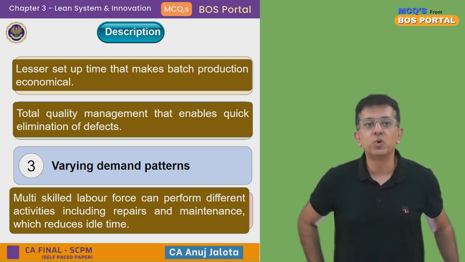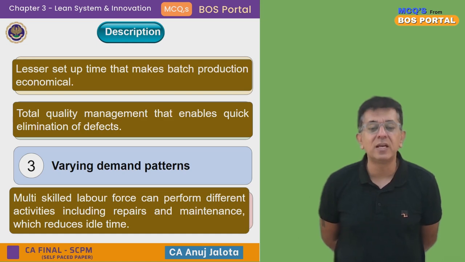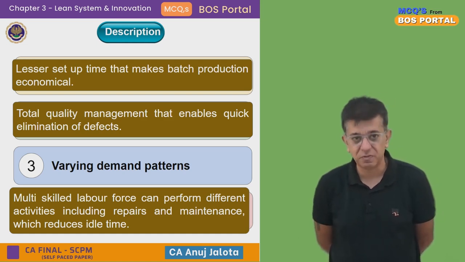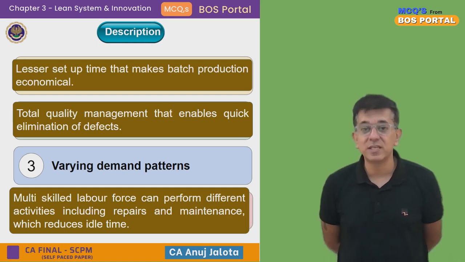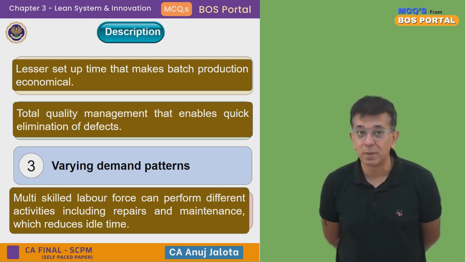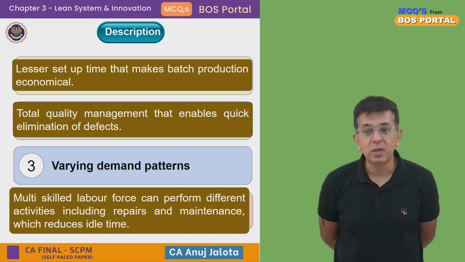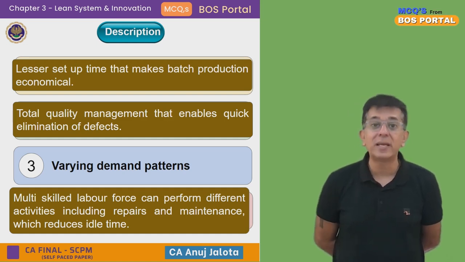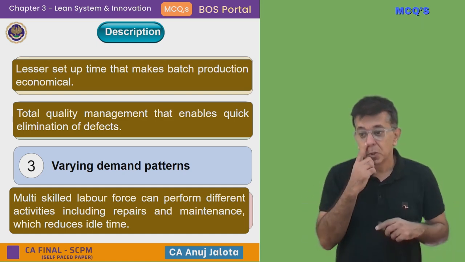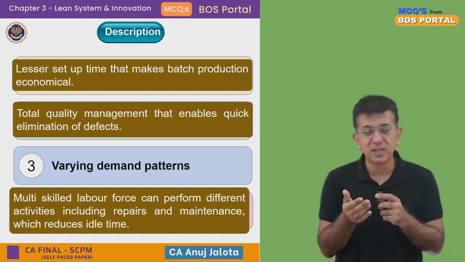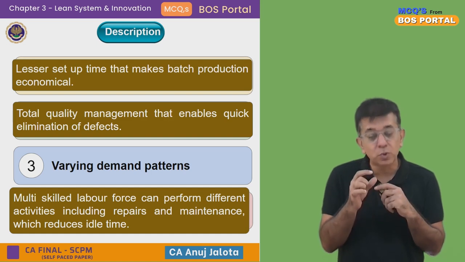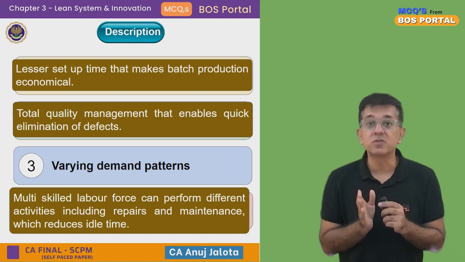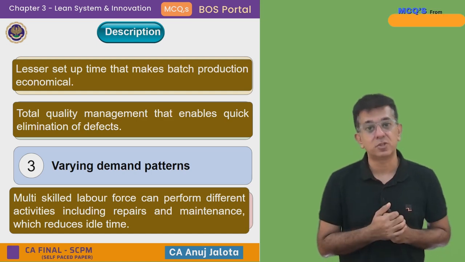And lastly, the third one, varying demand patterns. Now, this statement is not a prerequisite. In fact, for JIT, we always say that you should be able to predict the demand quite quickly and quite accurately also. Because you are about to be producing whenever the customer gives the order. So you should be able to predict when the customers will be giving the order. So that is one requirement under the JIT system.